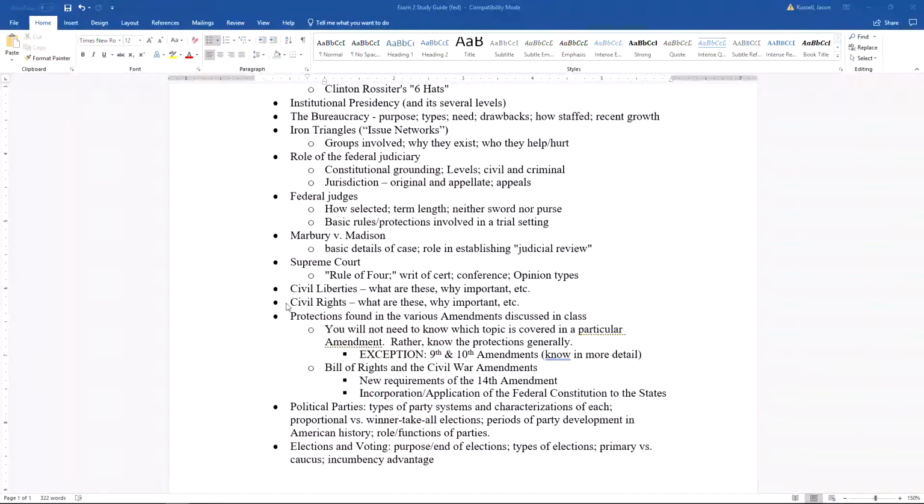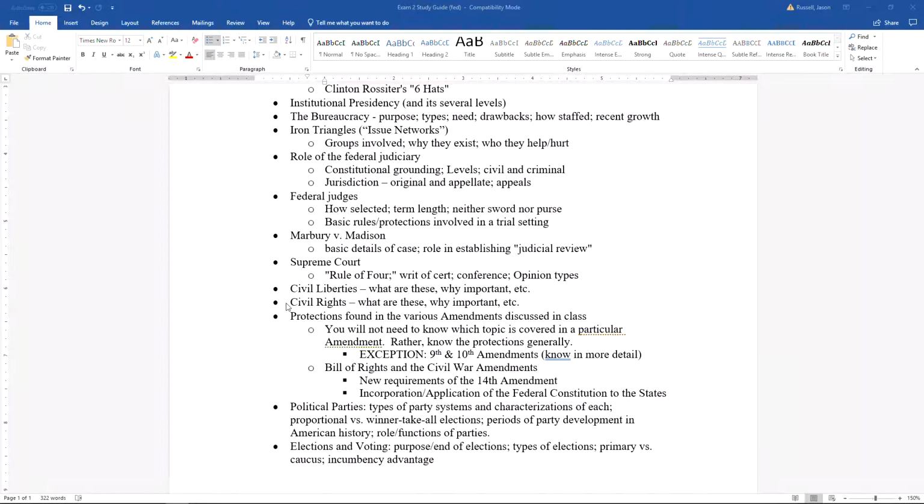So civil liberties, where are they found? Right there in the Bill of Rights. So I have an idea of some of the basic protections found within the Bill of Rights and what these civil liberties mean, why we should care about them, why it matters. On civil rights, again, be aware of the distinction between civil liberties and civil rights. Have an idea of where they came out of, things like that.